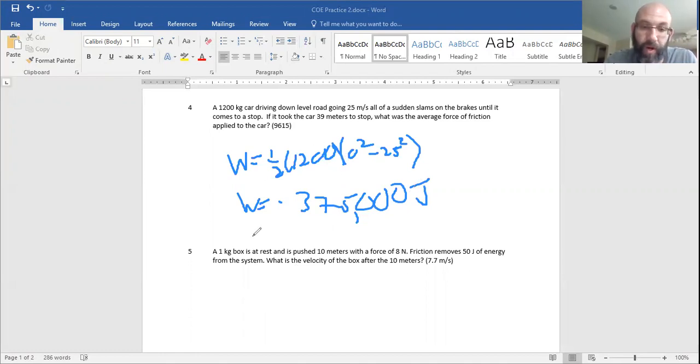All right, that's work. Well, to find distance, or sorry, to find force. It's work equals force times distance. We know the distance is 39 meters. We just divide our answer by 39, right? And we get negative 9,615 newtons was the force of friction.